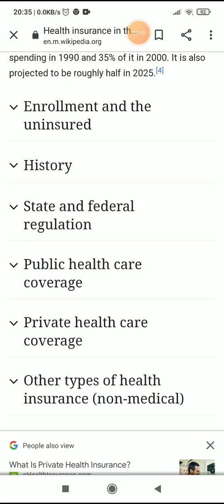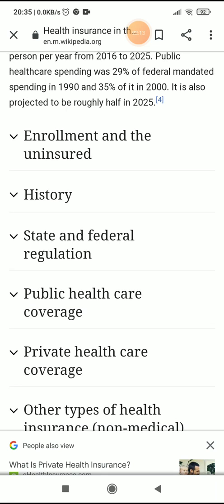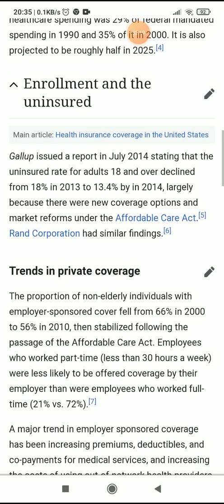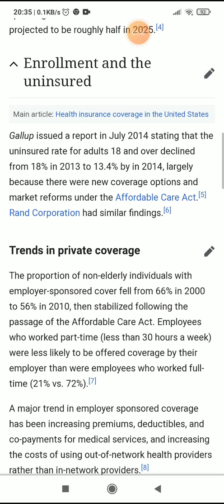There are other types of insurance we will read about: enrollment and the uninsured. Gallup issued a report in July 2014 stating that the uninsured rates for adults 18 and over declined from 18% in 2013 to 13.4% in 2014, largely because there were new coverage options and market reforms under the Affordable Care Act. And Rand Corporation had similar findings.